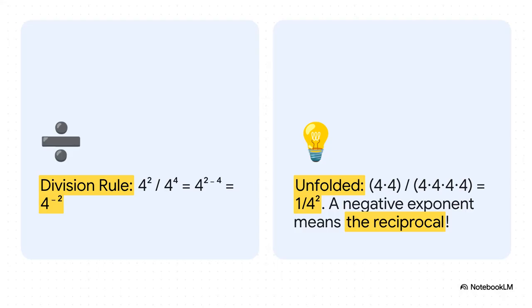And believe it or not, we can use that exact same trick for negative exponents. Let's try 4 squared divided by 4 to the 4th. Using our subtraction rule, we get 4 to the power of negative 2. Okay, but if we write it out the long way and cancel, we end up with 1 over 4 squared. So a negative exponent doesn't mean the number is negative, it just means, hey, flip me over and put me in the denominator. It's an instruction to take the reciprocal.